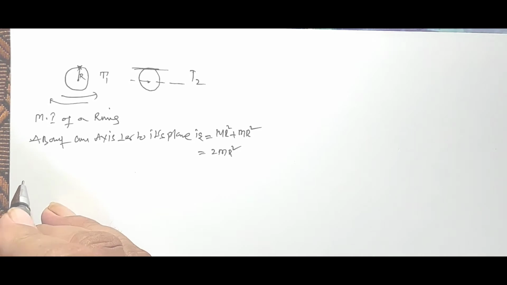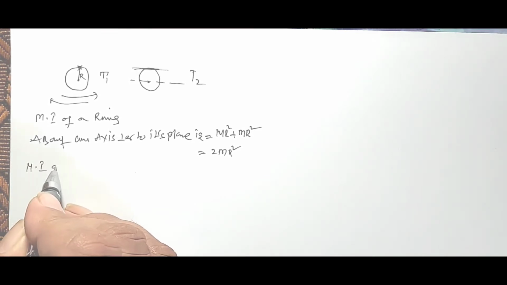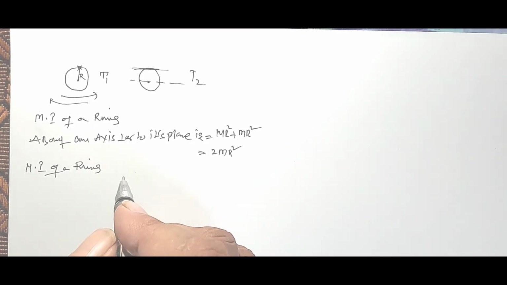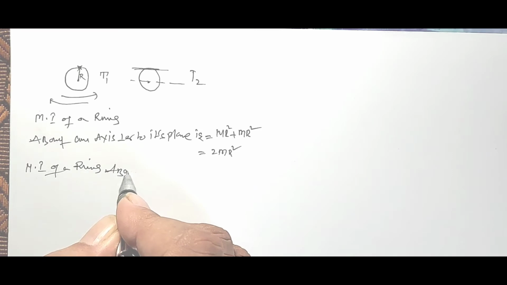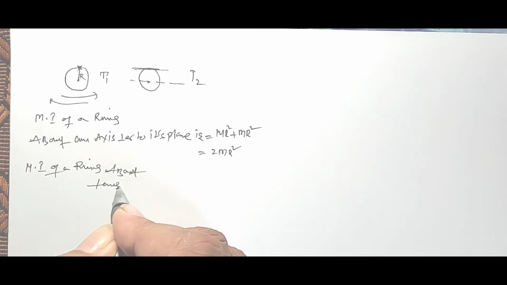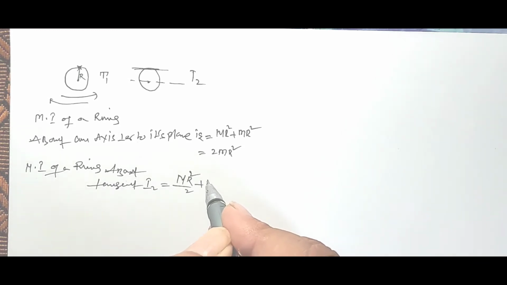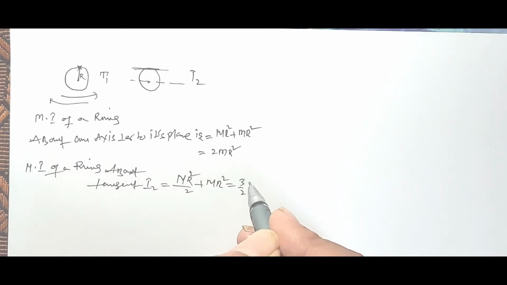Now, the moment of inertia of a ring about a tangent, I2, is equal to what we write here: mr square by 2 plus mr square, that is equal to 3 by 2 mr square.